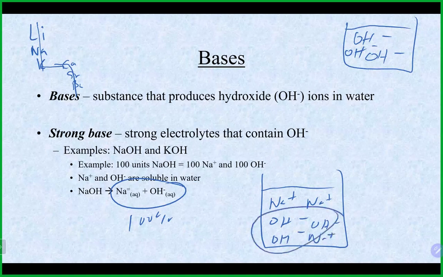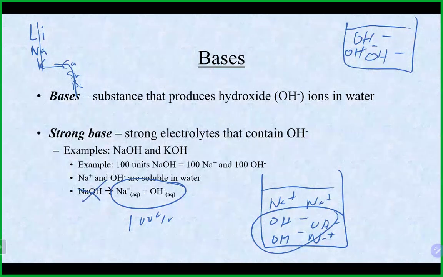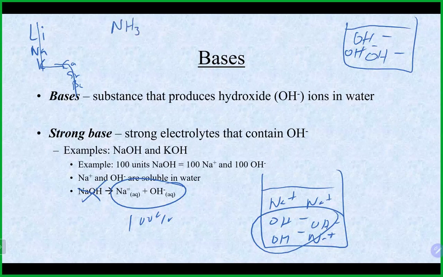And again, it's that ability to produce all that hydroxide really quickly that makes it a strong base. Once again, you will have none of the sodium hydroxide units still together in solution. It will completely break apart. I would say probably the most common weak base that you come across a lot is ammonia. And ammonia is a weak base.